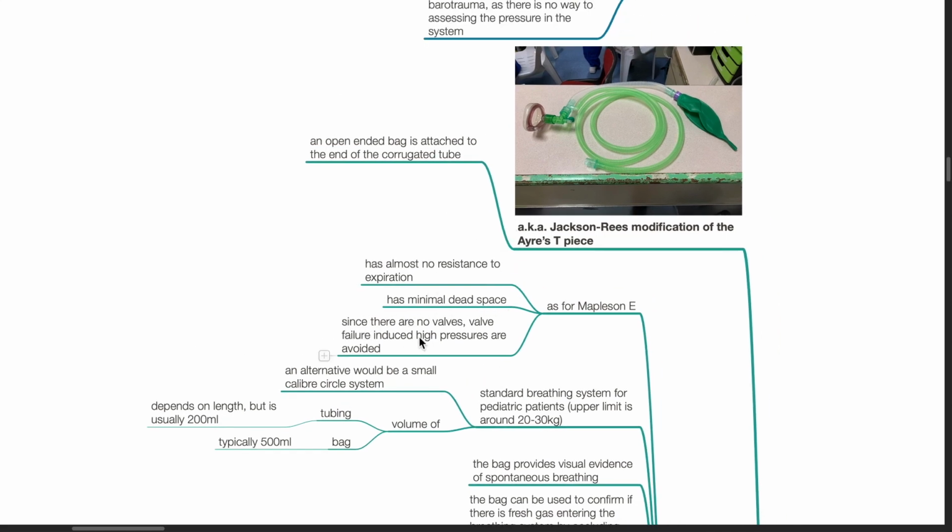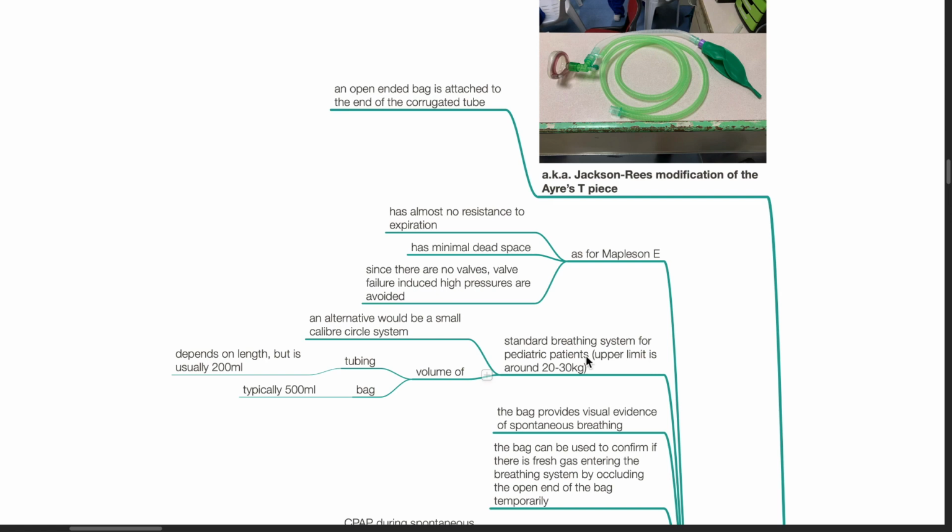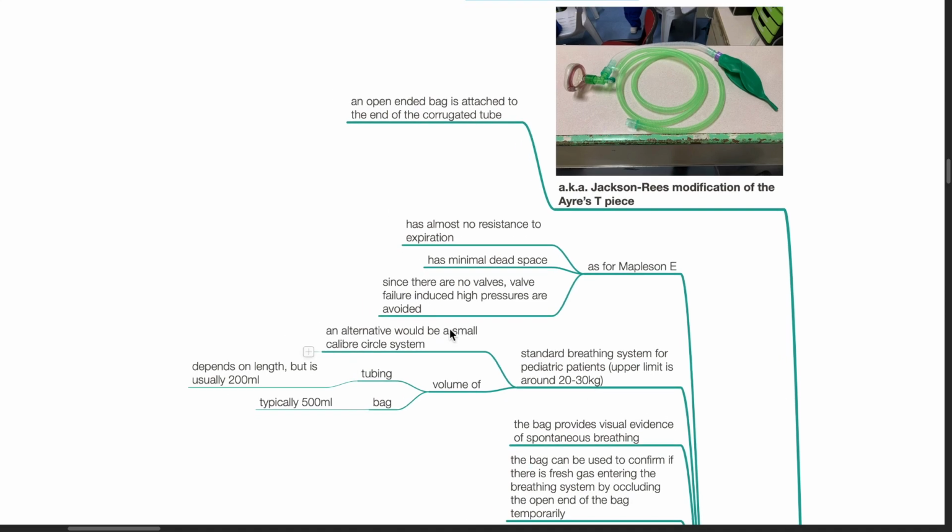Since there are no valves, valve failure-induced high pressures are avoided. It is the standard breathing system for pediatric patients. The upper limit is around 20 to 30 kg depending on the author. An alternative would be a small caliber circle system. The volume of the tubing depends on its length, but it's usually 200 ml. The volume of the bag is typically 500 ml.